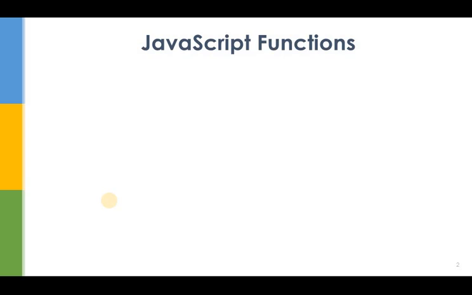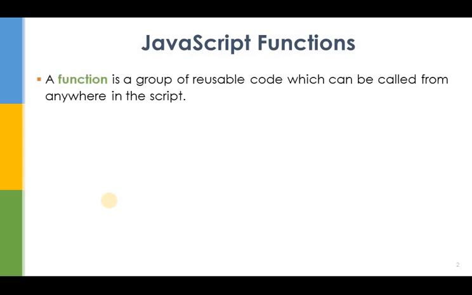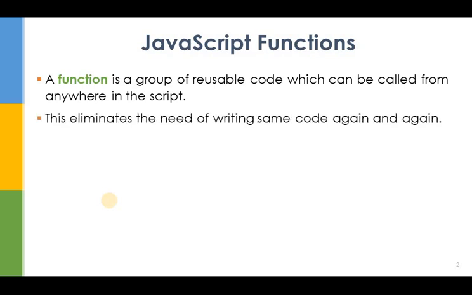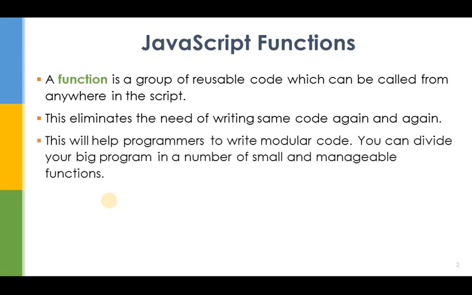So basically, what is a function? It is a group of reusable code which can be called from anywhere in the script. What does it mean? Whatever you are performing frequently, that portion of code you just define as a function, and whenever you want to perform it, you just call it. This eliminates the need of writing the same code again and again, because over here you are just defining it one time and calling it multiple times.